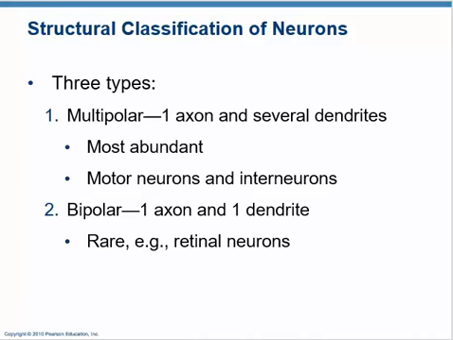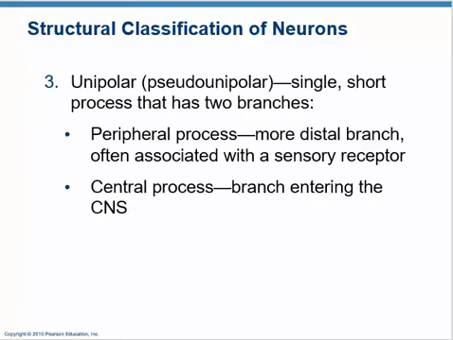Bipolar are found in the special senses. So this is the retina. This is olfaction, taste. And these have one axon and only one dendrite. Hence, it's bipolar.